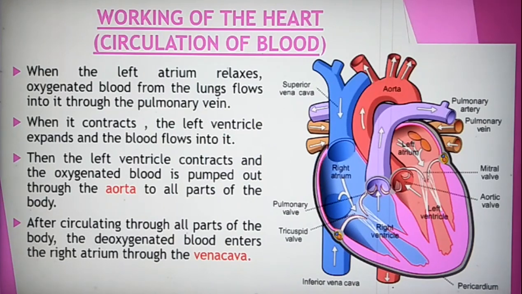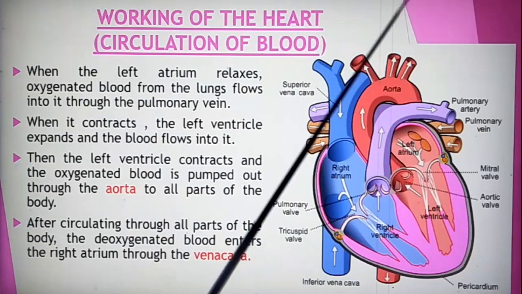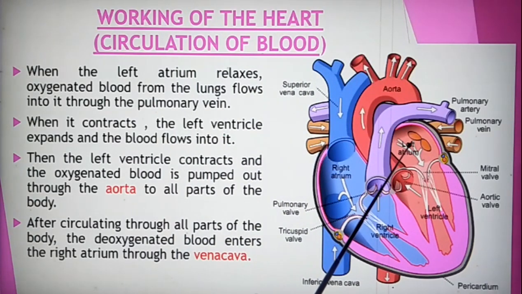So after the exchange of the gases, the pure blood, that is the oxygen rich blood, is carried to the left atrium. When the left atrium becomes full, what will happen? You know, it contracts and the blood rushes into the left ventricle.